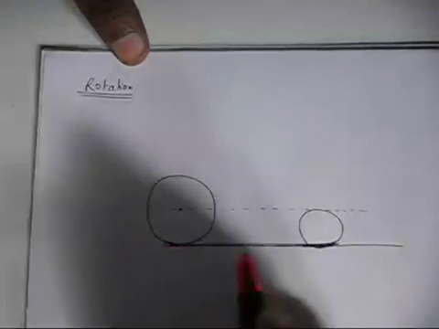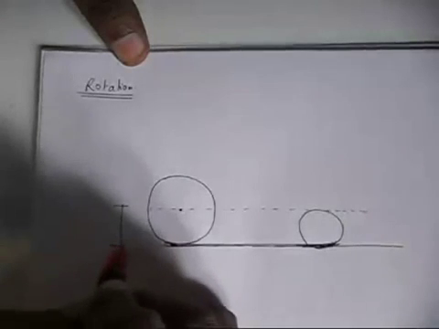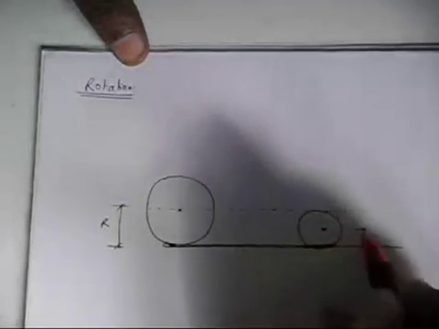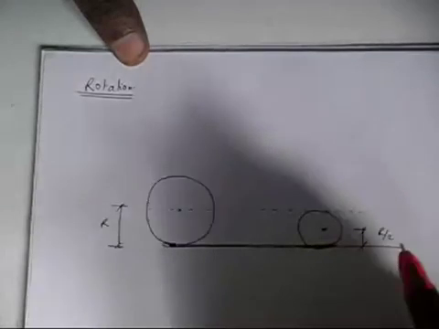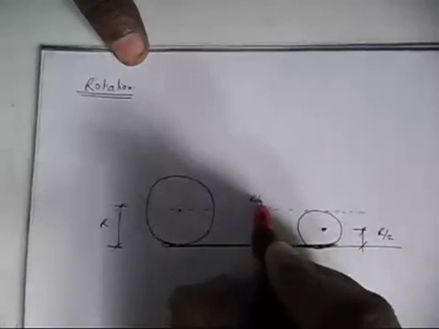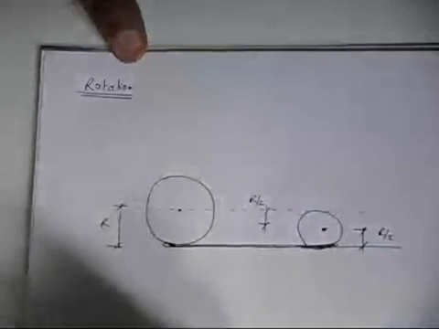Okay, so what the problem says, let me write: this is r, this is r by 2, this is also r by 2, of course this is r by 2, and any other point.